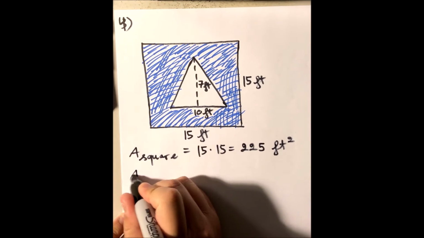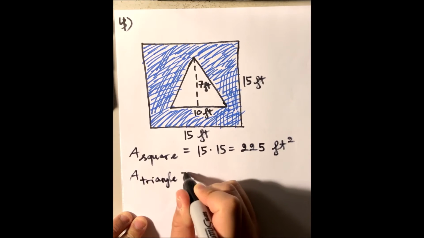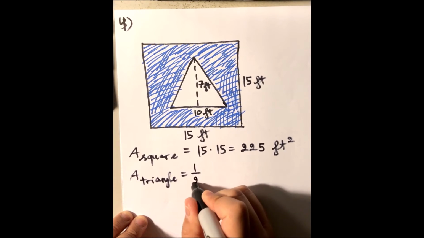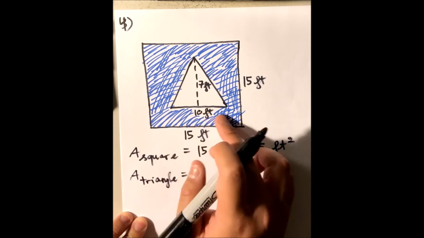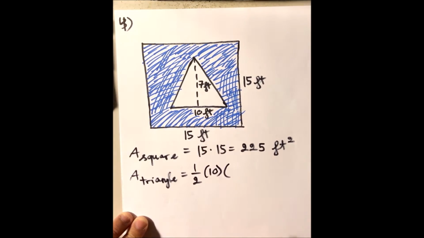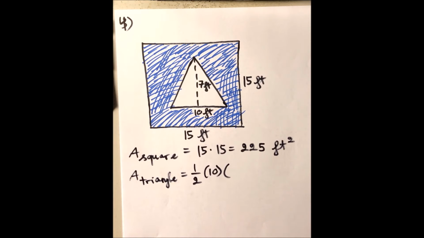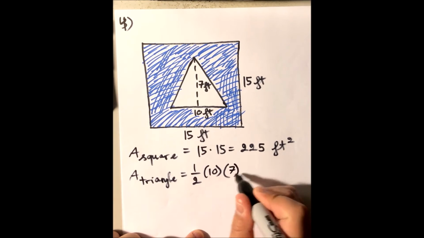What about the area of a triangle? Well, the area of a triangle is going to be equal to 1/2 multiplied by the base, which is 10, the entire base, multiplied by the height. Now, when we talk about the height of a triangle, we talk about the vertical height, not the slanted height. Okay, so just an FYI. So the height is going to be 7.